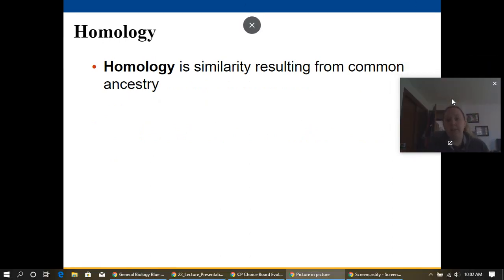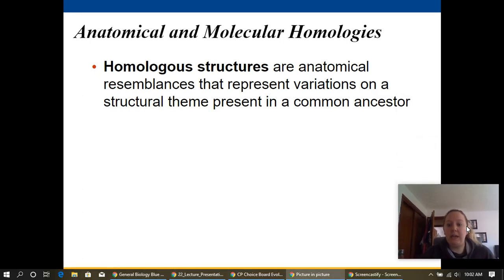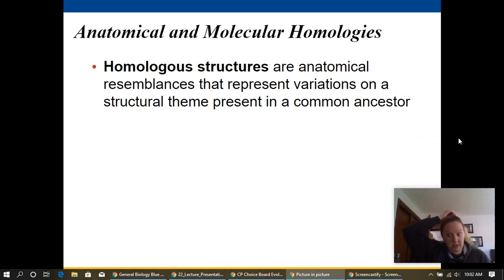Homology is a similarity resulting from common ancestry. So similarities in organisms due to common ancestry. We see evidence of homology in something called a homologous structure. It's an anatomical resemblance that represents the variations on a structural theme present in a common ancestor. Basically what it means is it shows signs of common ancestry. It's the same bone, muscle, joint, structure, whatever it is that we're looking at, that's seen in common ancestors, but is used in a different way.